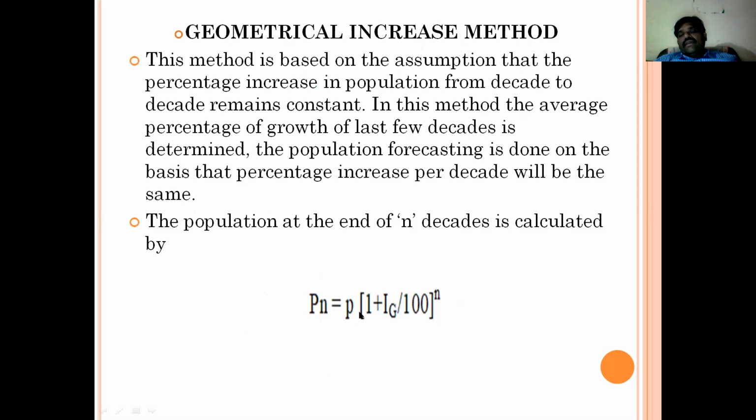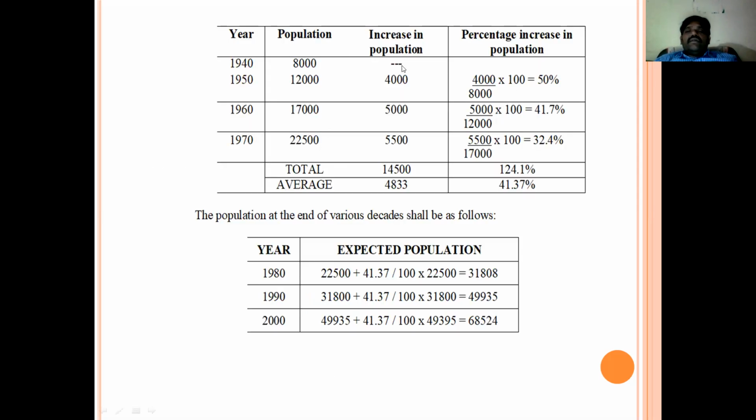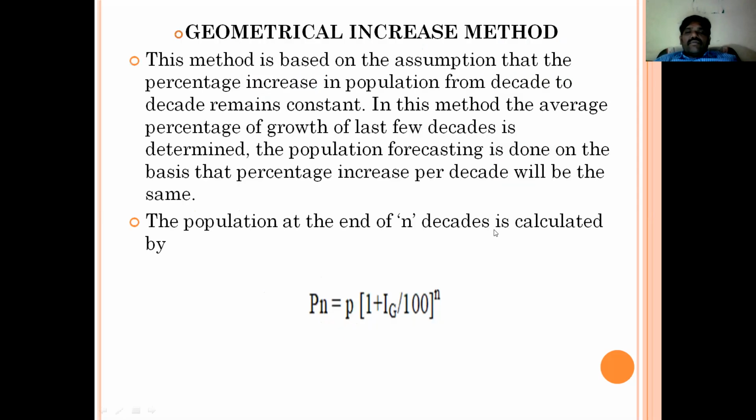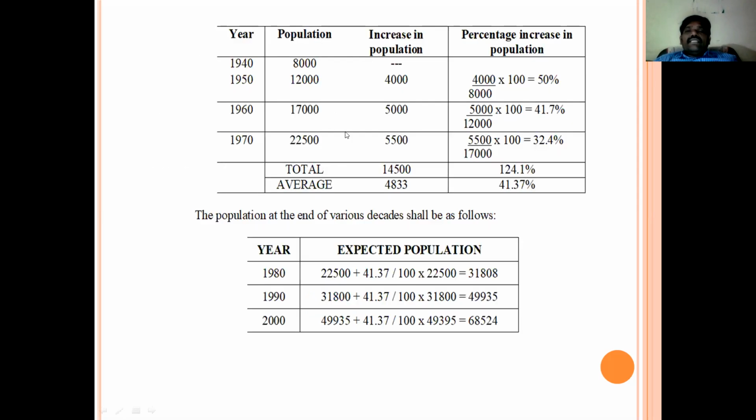Simply this formula we are adopting. Again, this particular column is only new to this geometrical increase, because the term Ig is the percentage of the population that is increased. This is Ig, percentage increase in population. How did we get this Ig? Simply by calculating its percentage of increase.